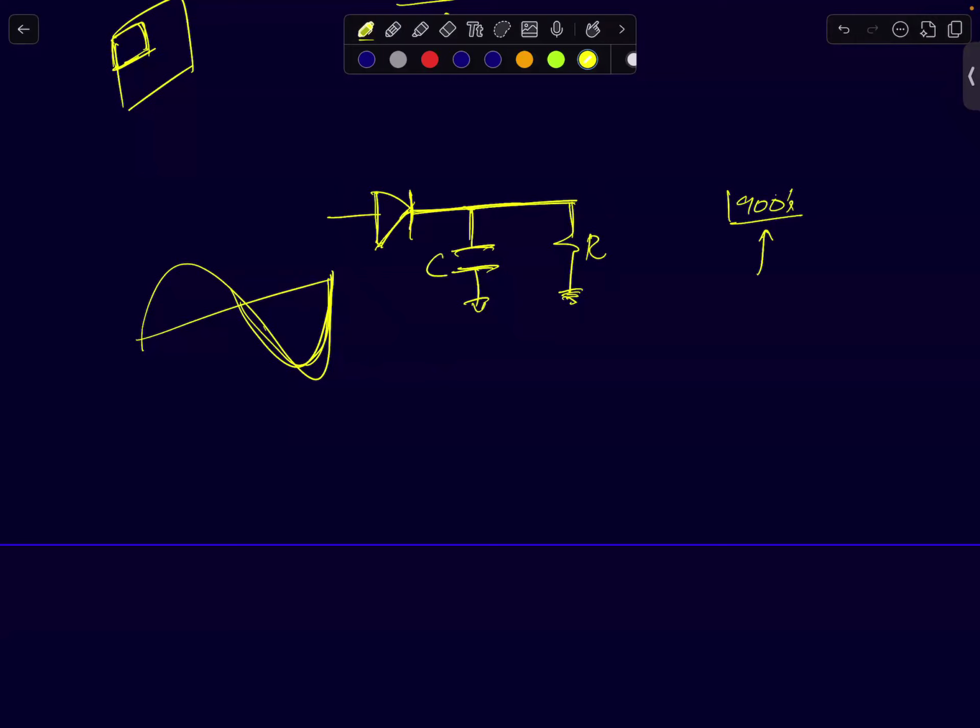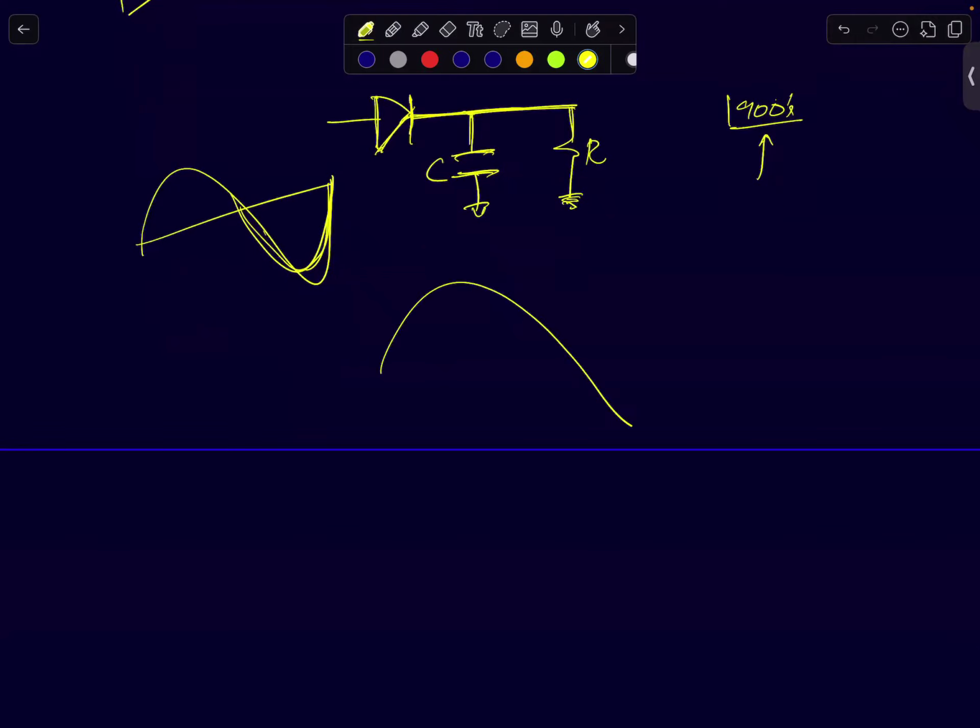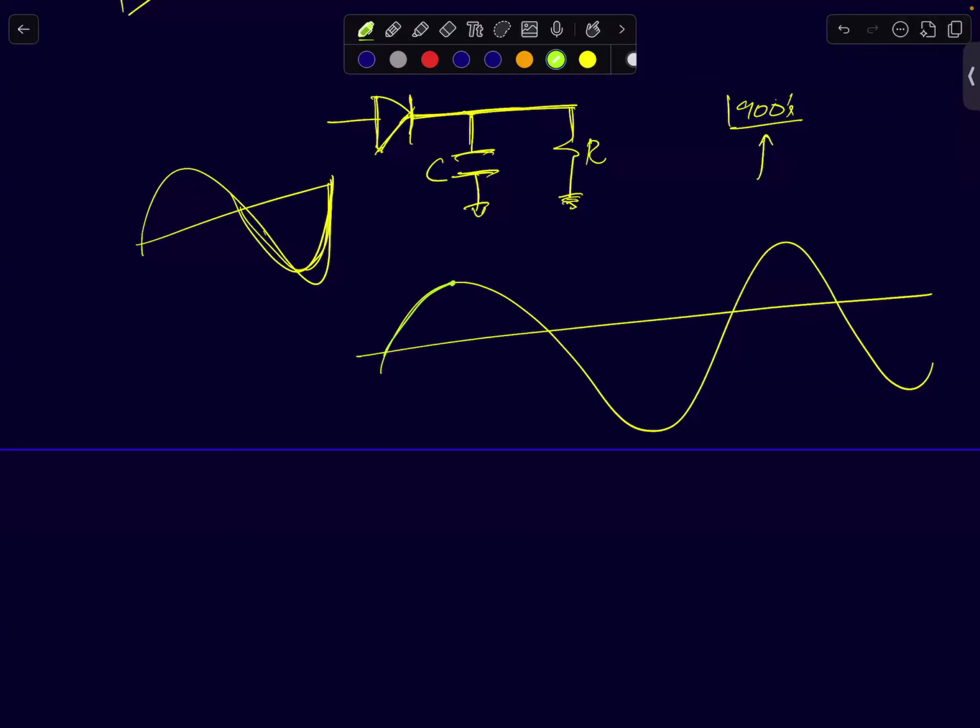So now the moment I put a capacitor and resistor, what do you think will happen? You have a sinusoidal signal. Your output will charge till V peak. After that, your input is going to fall down, and your capacitor voltage will stay at V peak, ideally, if there was no resistor. Now, because there is a resistor, what will happen? At this point, when your input signal goes lower, your diode is cut off.